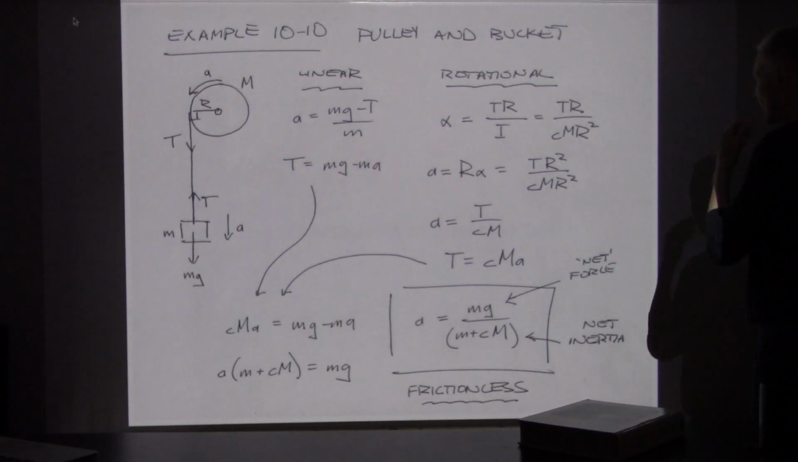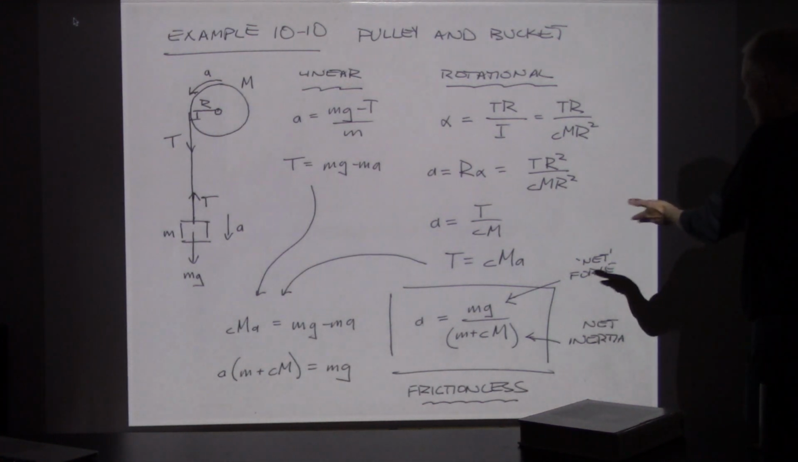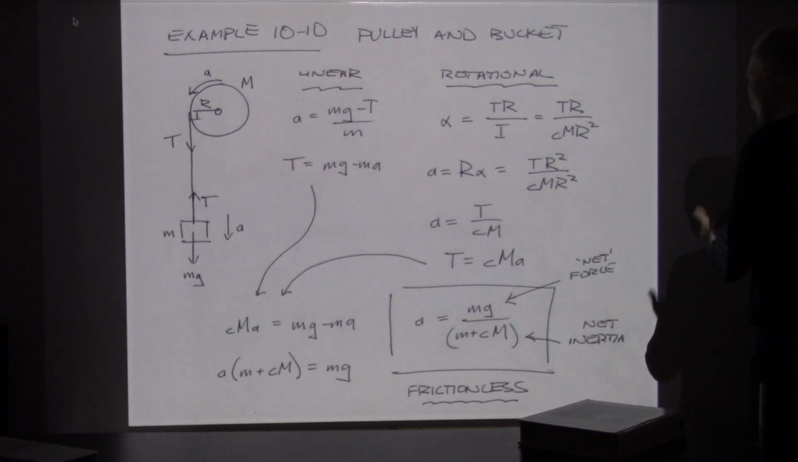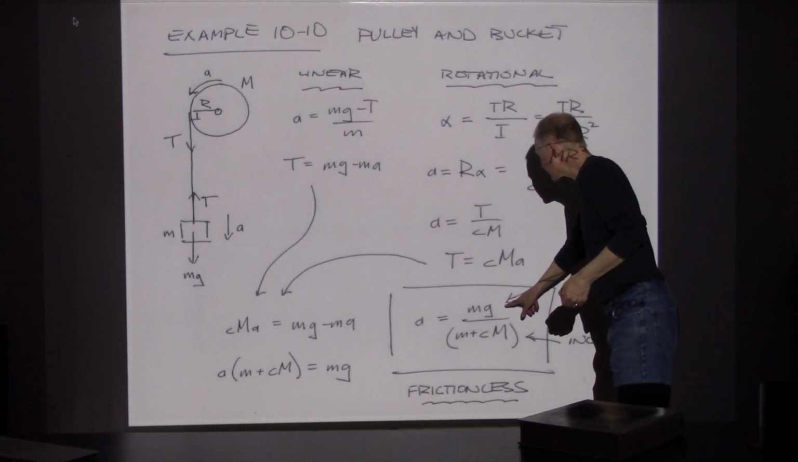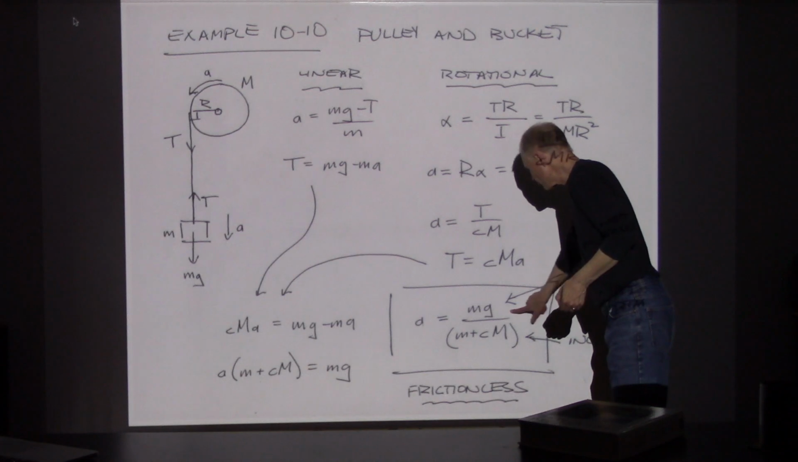I wrote down at the bottom the friction. I left the friction out because I think it's good to see what's going on here. Now, if there were friction, how would that get added back in? It would get added back in as a force here.